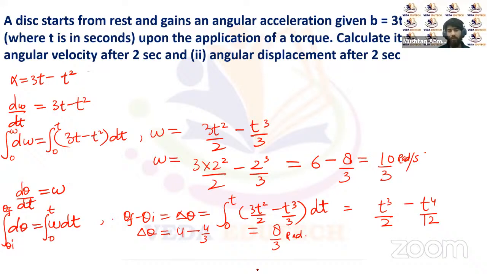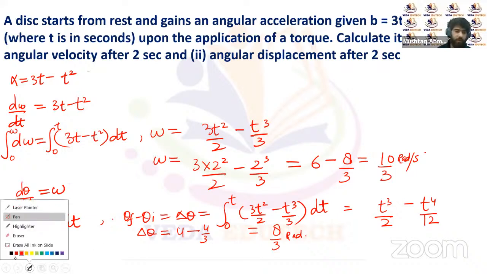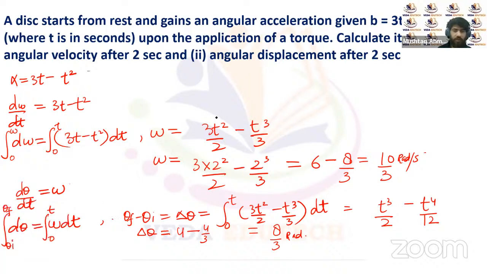So this is how we can calculate the angular displacement or angular velocity from angular acceleration. If we have theta and take its first derivative, d theta over dt, we get omega. Taking the first derivative of omega, we get alpha.